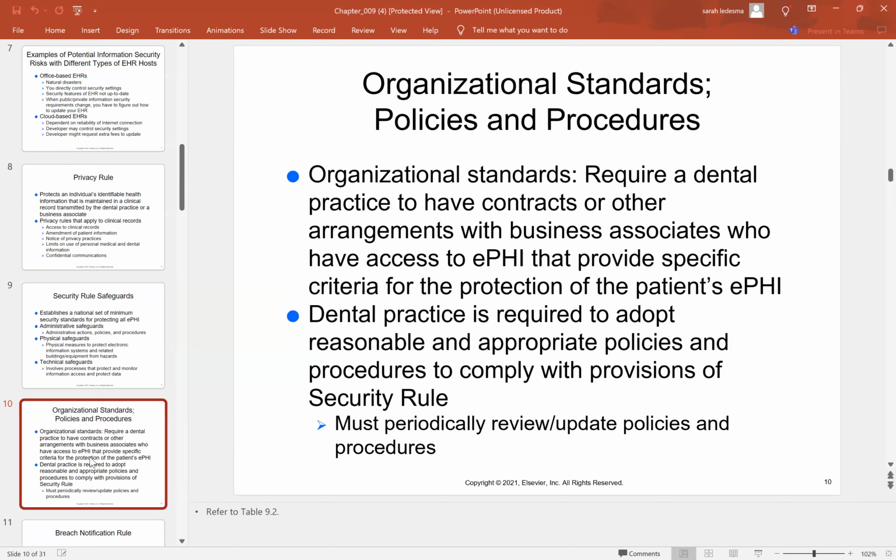Organizational standards, policy, and procedures. Organizational standards require a dental practice to have contracts or other arrangements with business associates who have access to ePHI that provide specific criteria for the protection of the patient's ePHI. Dental practice is required to adopt reasonable and appropriate policies and procedures to comply with provisions of the security rule. Must periodically review and update policies and procedures.